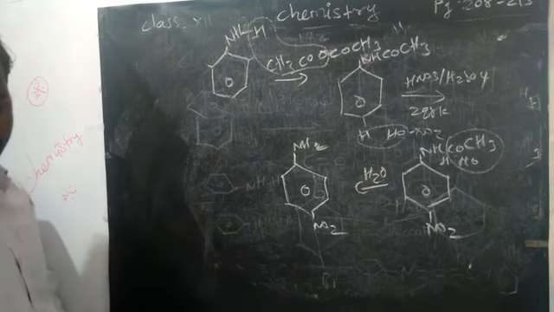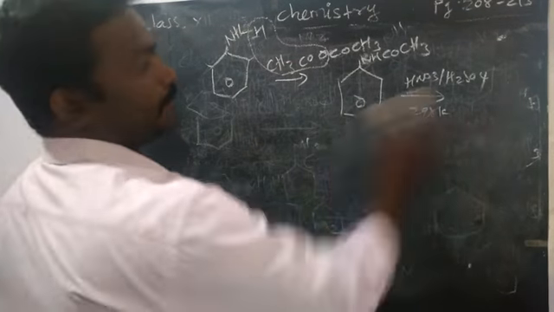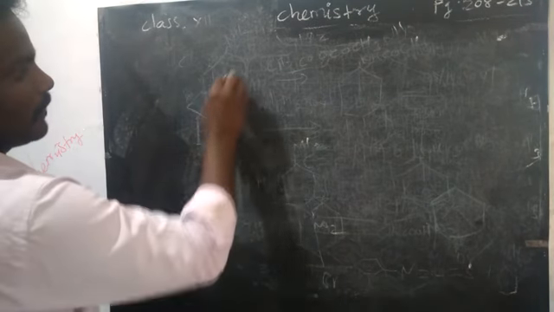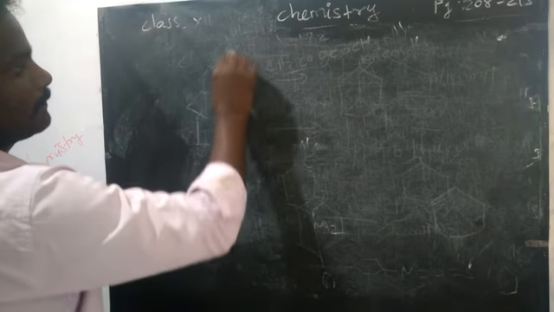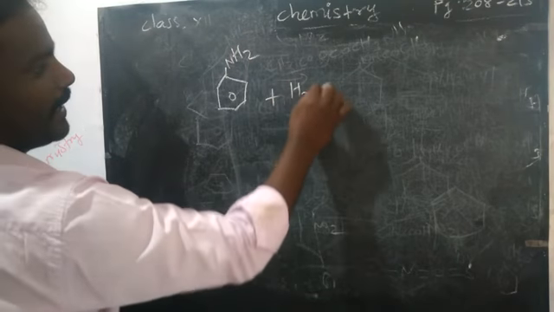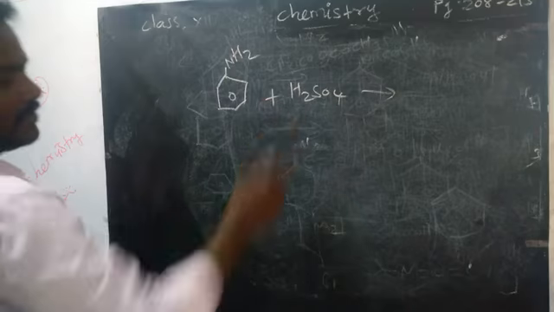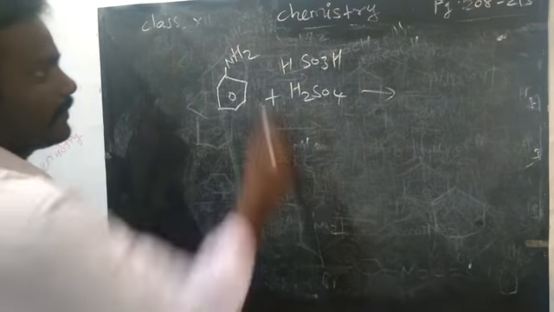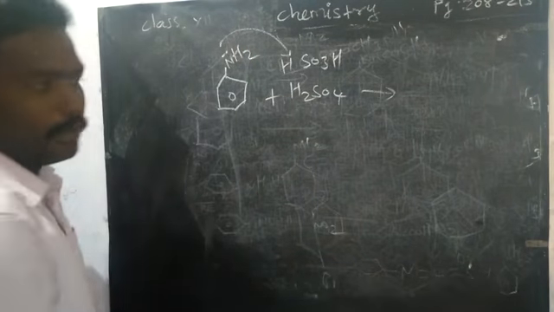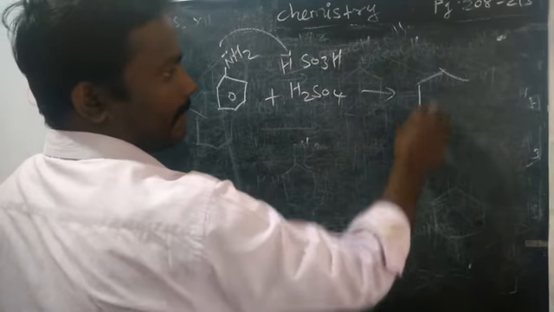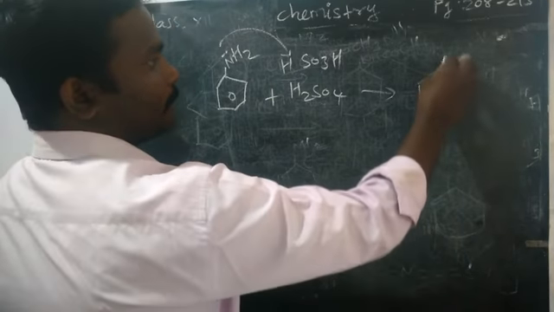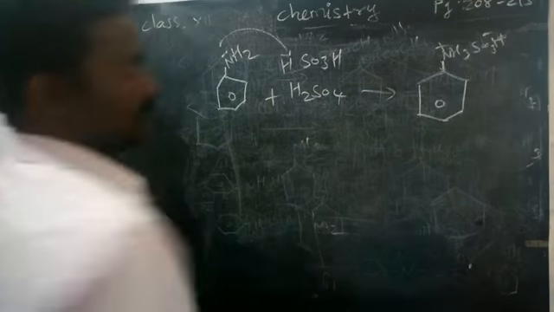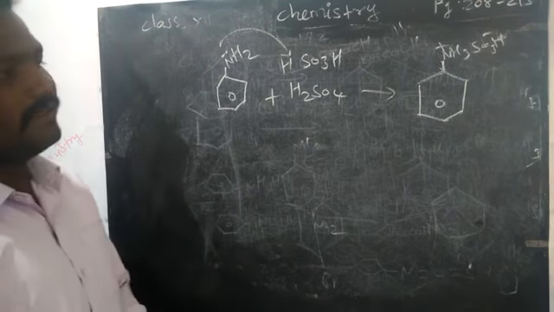Okay, then sulfonation. Sulfonation means what? Addition of the SO3H group. So aniline is treated with sulfuric acid, H2SO4. This you can split up as SO3H. Then because of the lone pair of electrons, it will attract the proton. So we will get the intermediate, NH3 plus SO4H minus. Like this, we get the intermediate first.